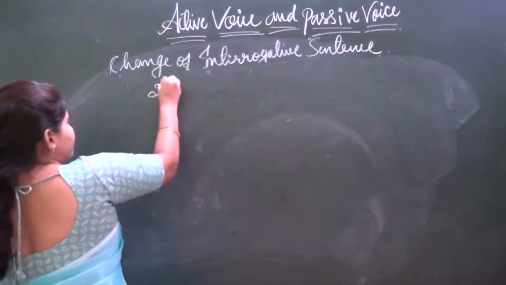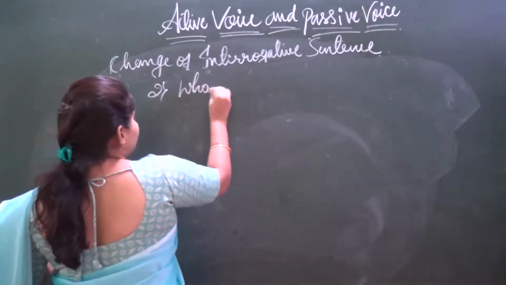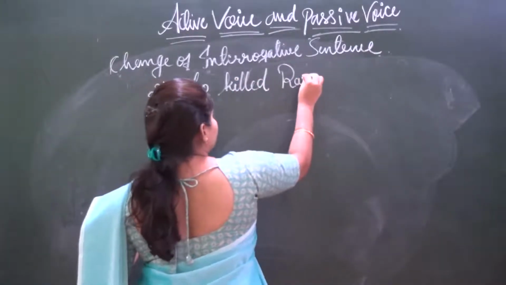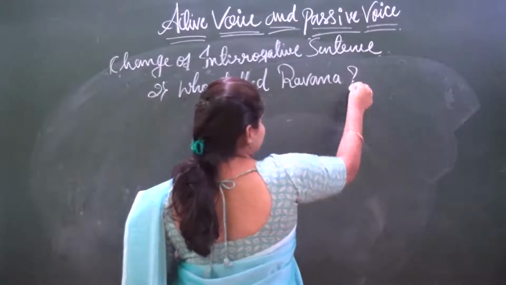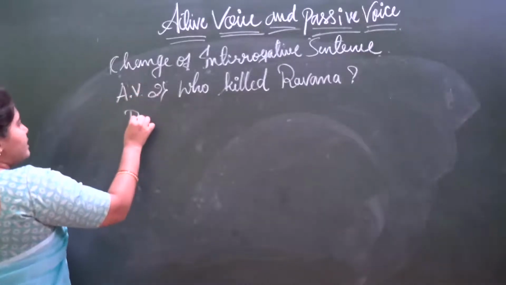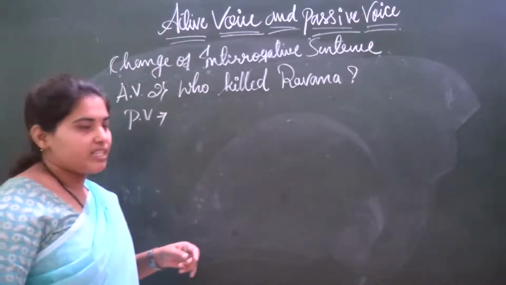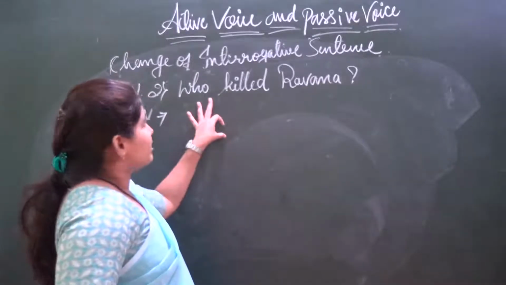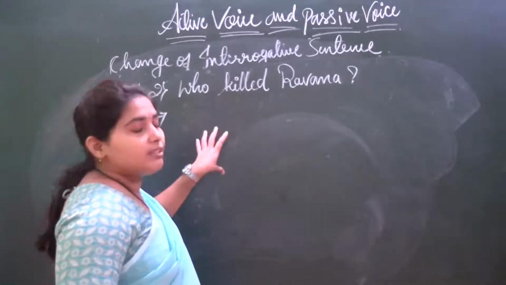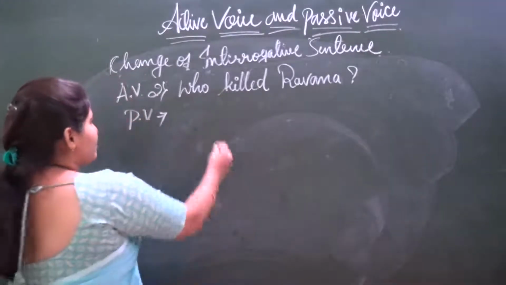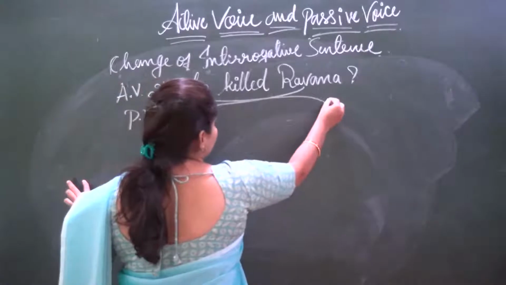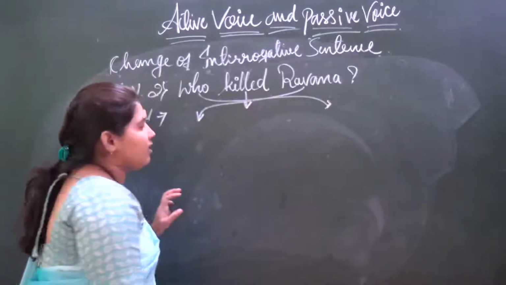Second example. Who killed Ravana? This is active voice. Now, what is the passive voice here? Is it "Ravana was killed by Rama?" No, you should not write the answer here. You should keep the question as it is. It means the same thing: you should change the subject into object and object into subject, and this is with the form.